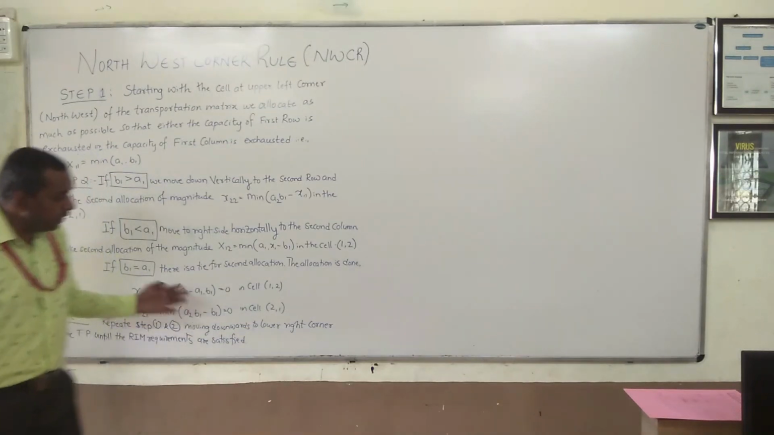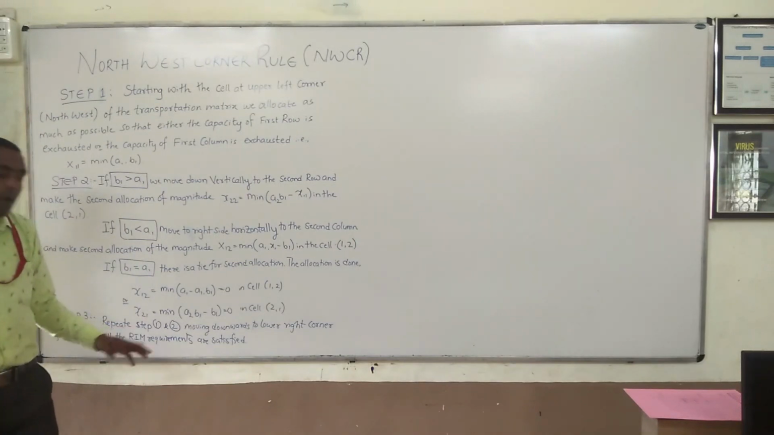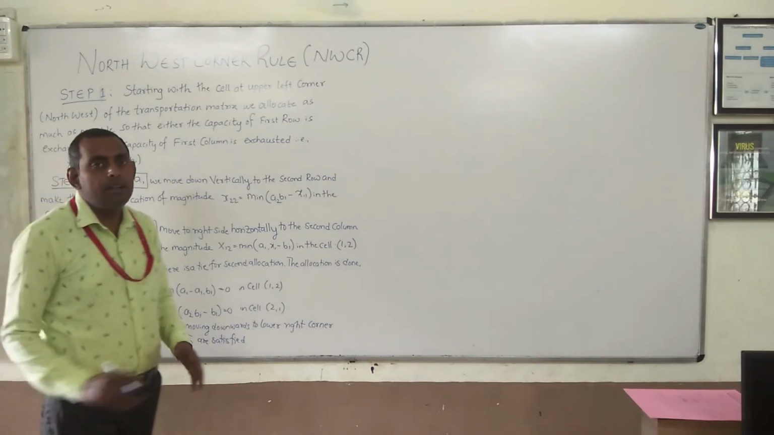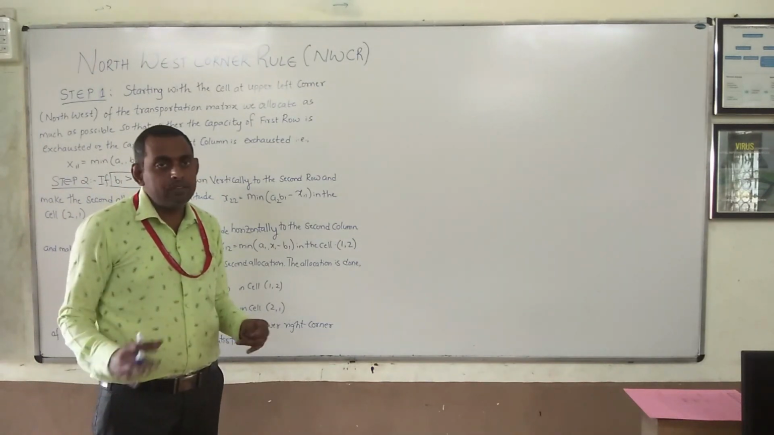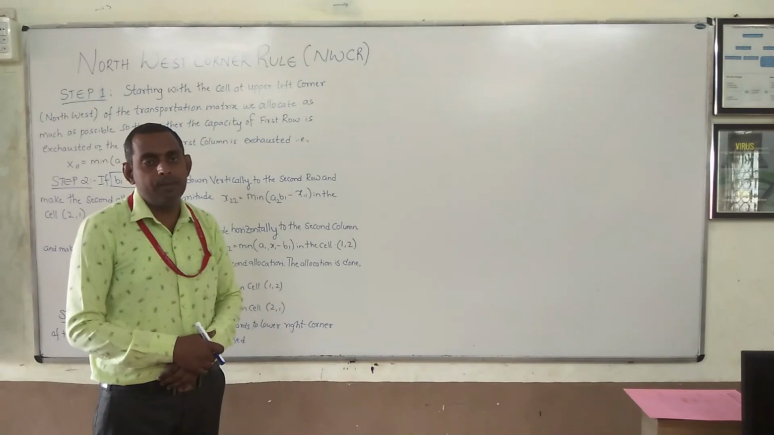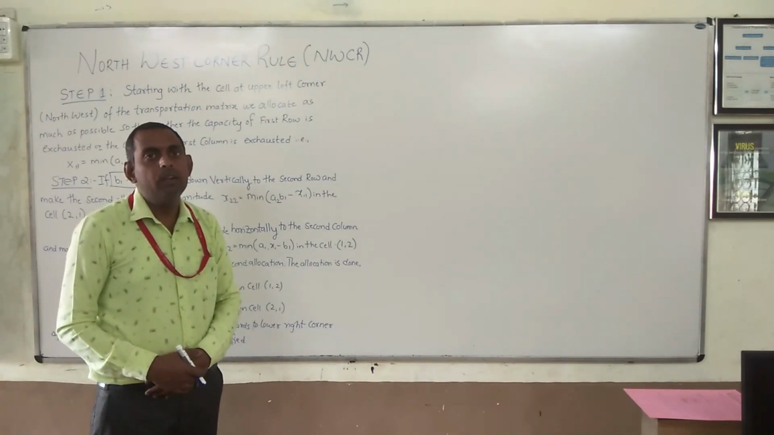Fine. So we need to repeat steps 1 and 2 until all the rim requirements are satisfied. Once all the rim requirements are satisfied, we get the initial basic feasible solution for the given transportation problem. Fine. Thank you.